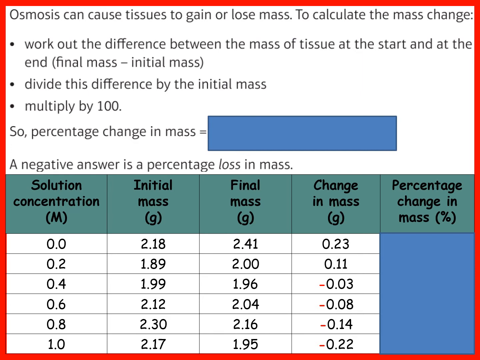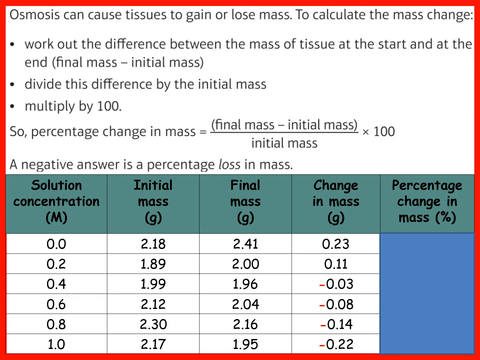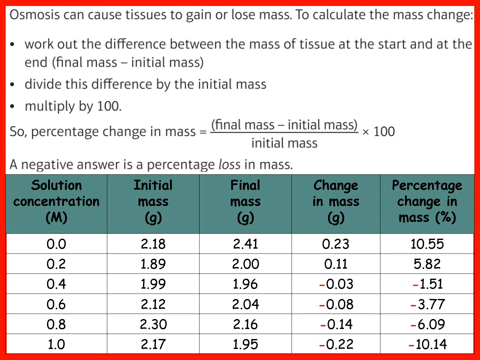And using the initial mass and the final mass, we could then calculate the percentage change in mass, which is final mass minus initial mass, divided by initial mass, times 100, as it is a percentage. Note that some of the values will be negative, and that's because there's been a loss in mass, whereas a positive value signifies that there is a gain in mass.